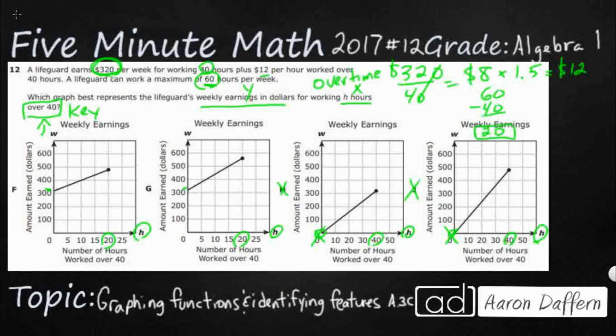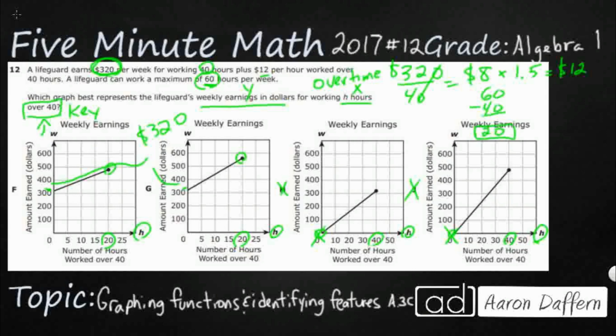Now they both start right above the 300. That's actually, if you look at both of them really close, that's that 320. That's their y-intercept because that's what they're starting with. At 40 hours, they get $320, and then they earn extra. So now the only difference is, you notice that the slopes are different, and we can either calculate the slope.